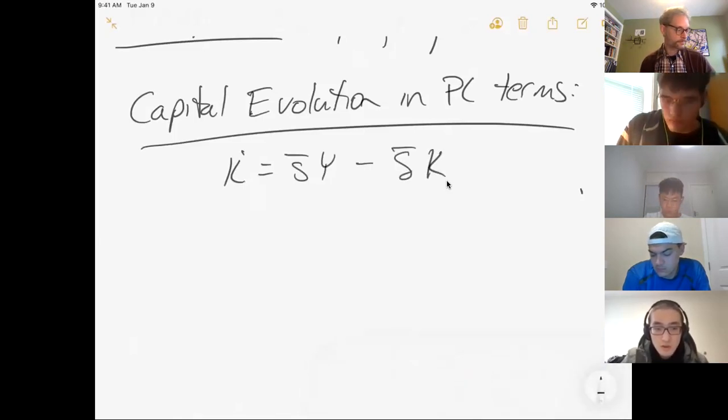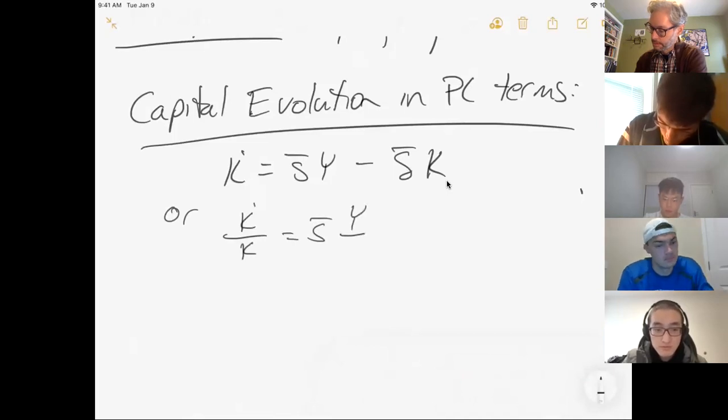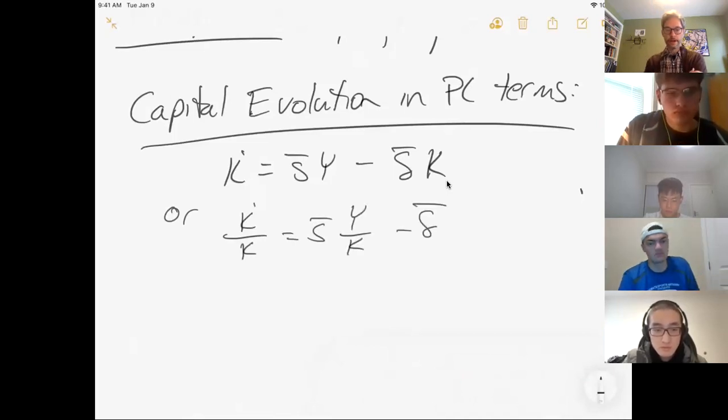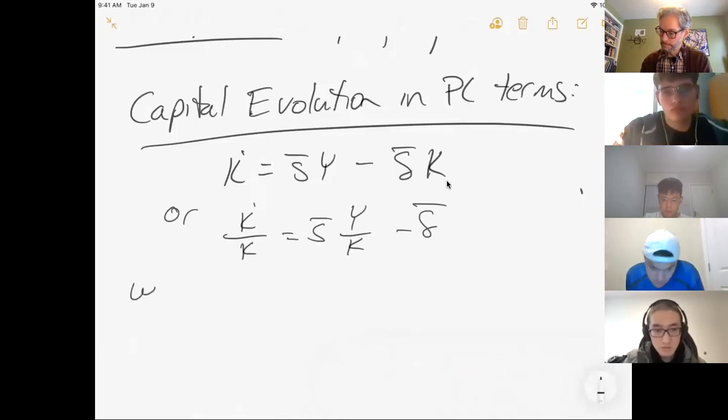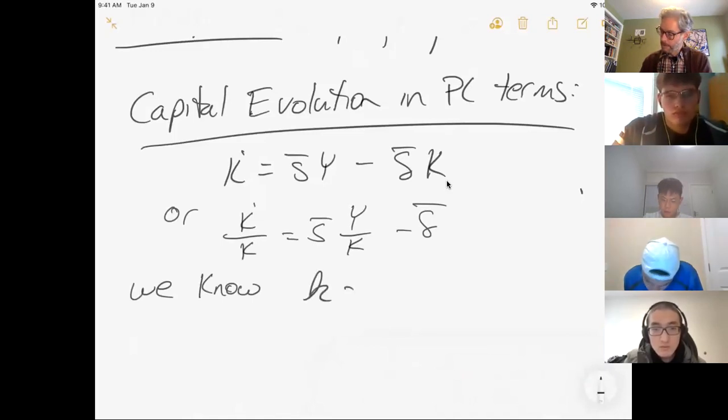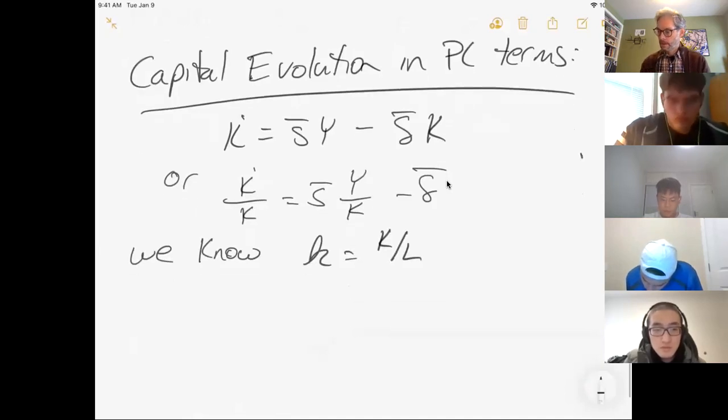Is this, or we could write it like that. Now, we know that little k is equal to big K divided by L. Let's put this in growth rates.